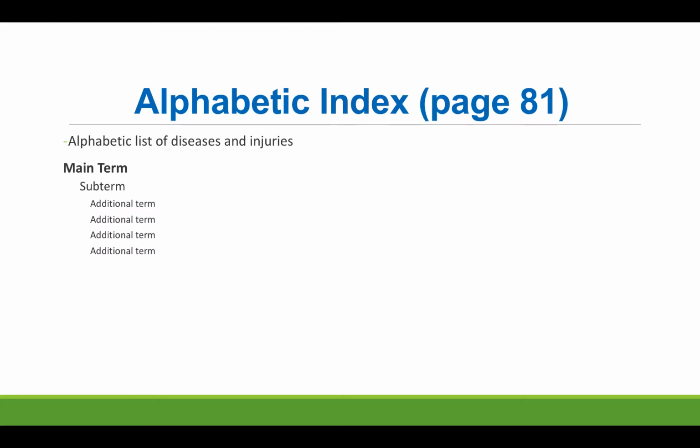Turn to the alphabetic index. It is called the list of diseases and injuries. You'll see that at the top of the page. This is how the alphabetic index is laid out. The main term is in bold. The subterm is indented, and the additional terms are indented under the subterm.